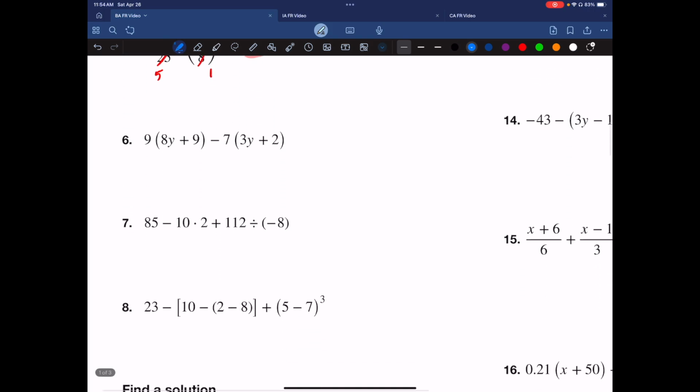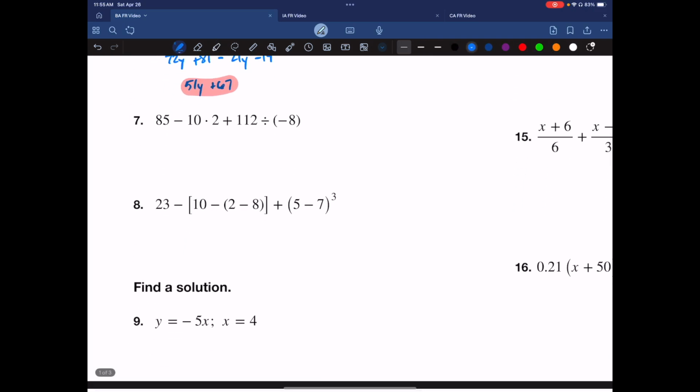Okay, on number 6, distribute. So the 9 times 8 is 72y. 9 times 9 is 81. Minus, and this time when you distribute, it's going to be minus negative 7. So negative 7 times 3y is going to be minus 21y. Negative 7 times 2 is going to be negative 14. And now I'll clean this up. 72 minus 21 is 51, so 51y. And then 81 minus 14 is 67. So it's plus 67. And there's your answer there.